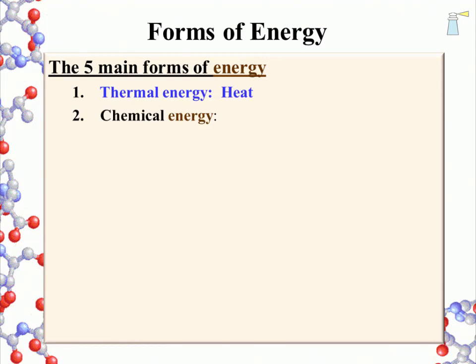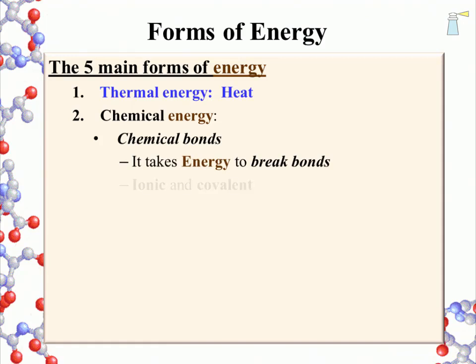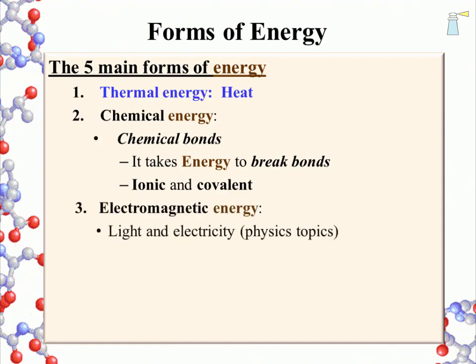The form of chemical energy is one we've come across before. A chemical bond can be described by the energy of making or breaking the bond. It takes energy to break bonds. Ionic and covalent bonds are familiar examples. Another form of energy is electromagnetic. Light and electricity are forms of this energy and are usually covered in a physics class.